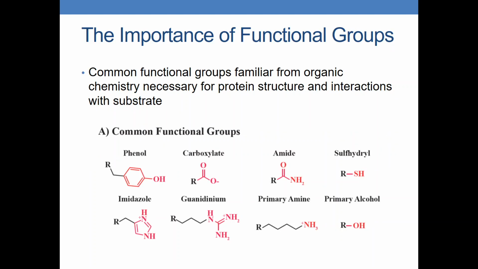Common functional groups that you'll see in amino acids should be familiar to you from organic chemistry. You'll see here a summary of common functional groups found within amino acids. And though they may seem diverse, there are certainly some trends that you can track. So, for example, you have your alcohol-containing groups like phenol or primary alcohols, or nitrogen-containing functional groups like imidazoles, guanidiniums, amide groups, as well as carboxylates. So you'll see some common functional groups that you have probably seen before.